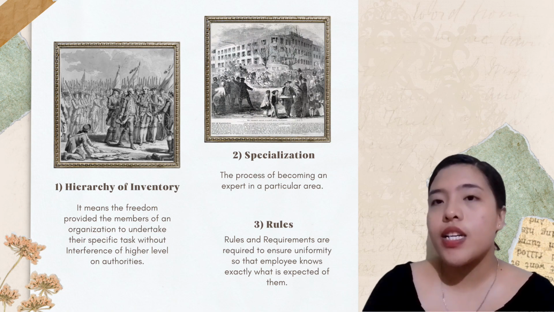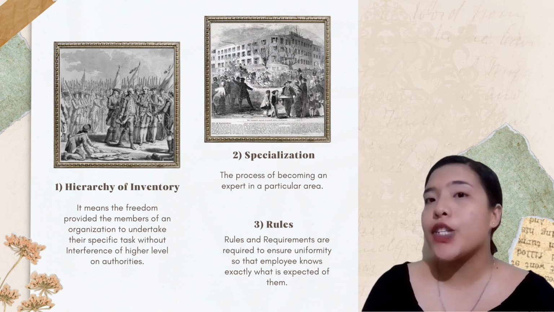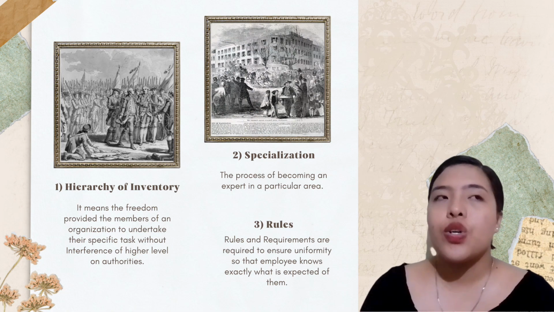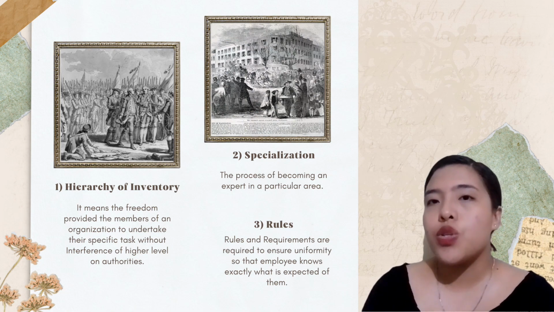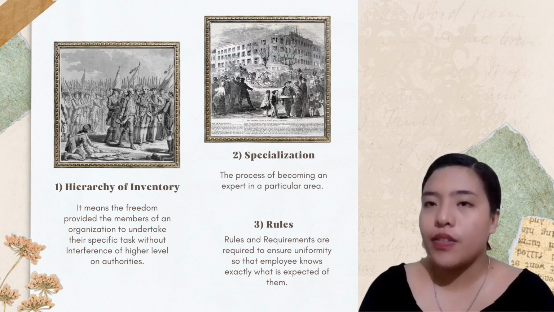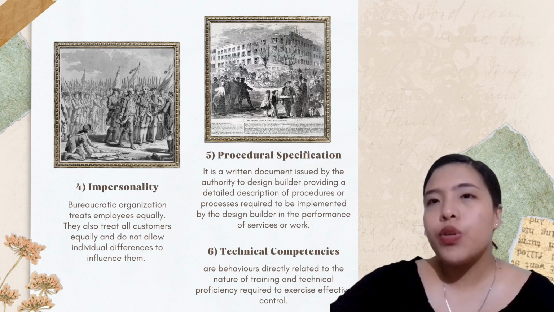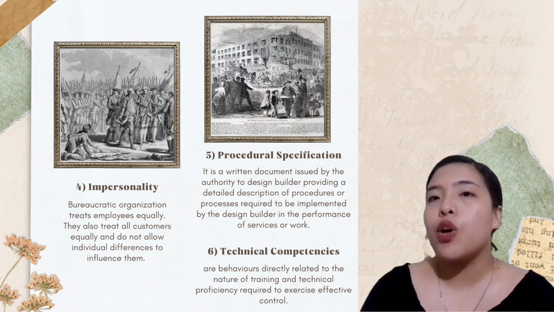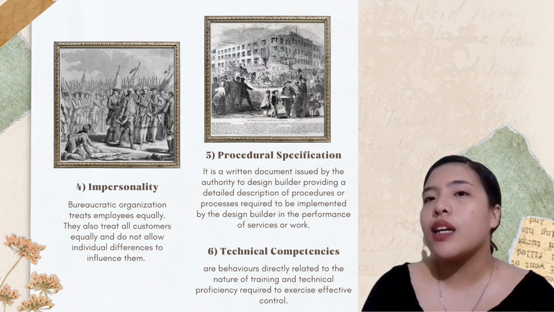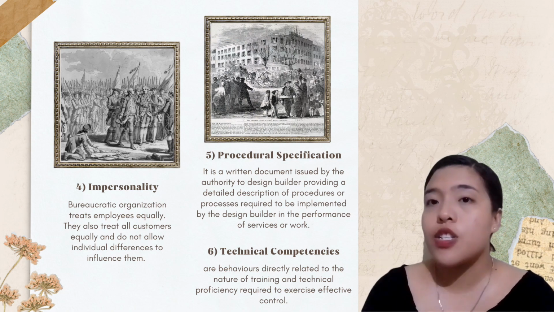Then the second one is specialization. It is the process of becoming an expert in a particular area. Whereas the third one is rules. Rules and requirements are required to ensure uniformity so that employees know exactly what is expected of them. And then the fourth one is impersonality. A bureaucratic organization treats employees equally. They also treat all customers equally and do not allow individual differences to influence them, especially in their decision making.